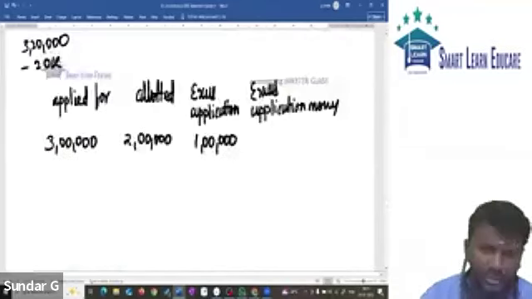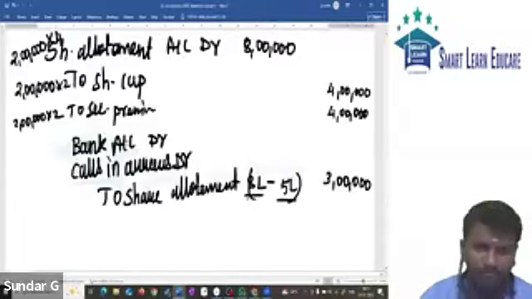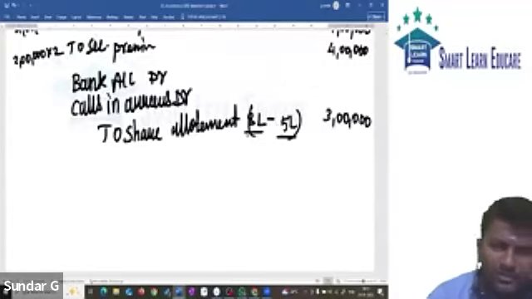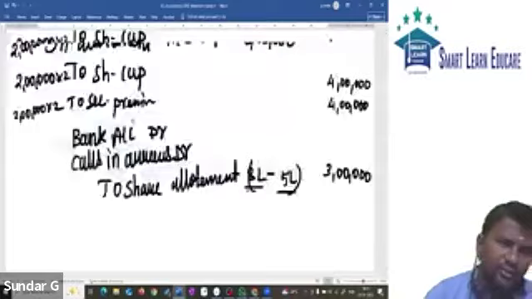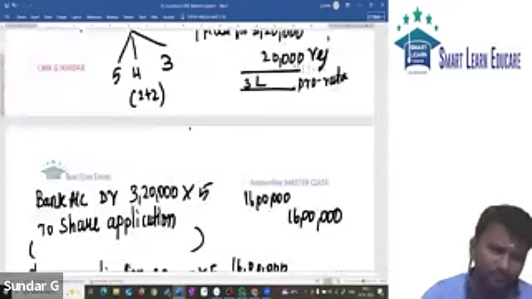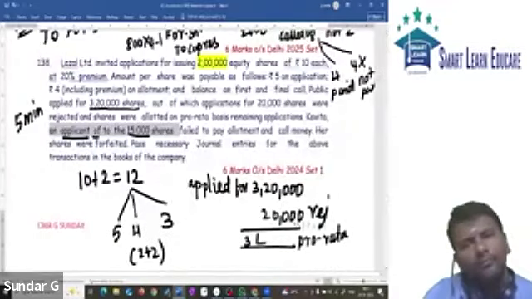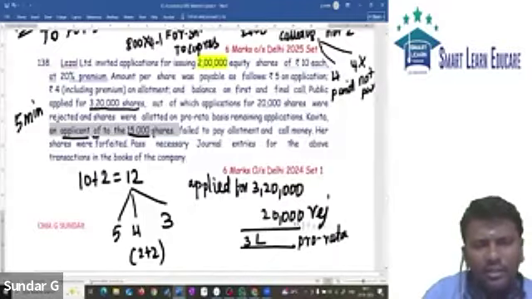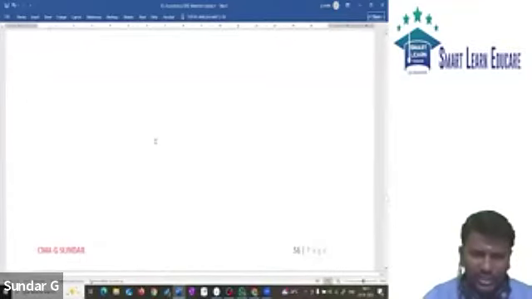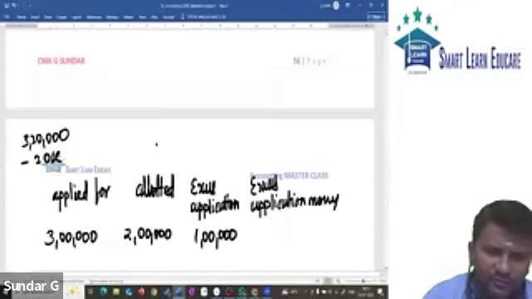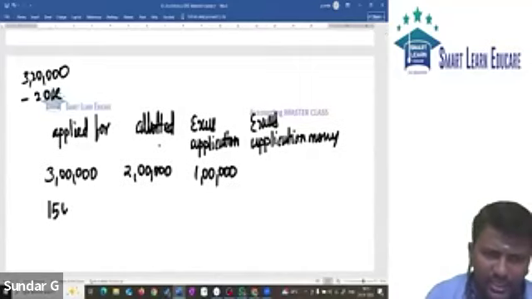So entry: bank account debit, 4 rupees. On how many shares? 2 lakh shares. Sorry, how many shares does that person hold? Applicant of 15,000 shares. But Kavita is not allotted 15,000 shares. He is the applicant of 15,000 shares.